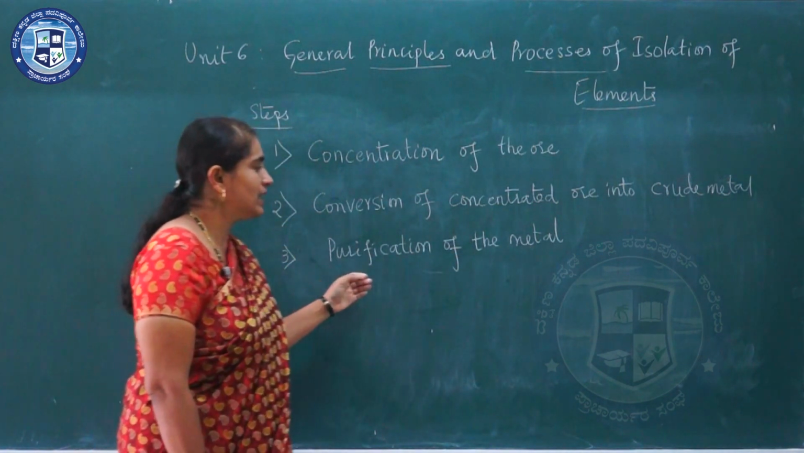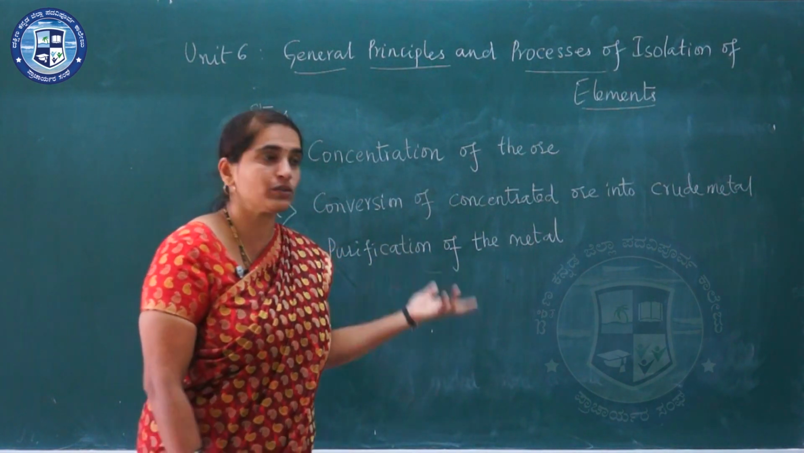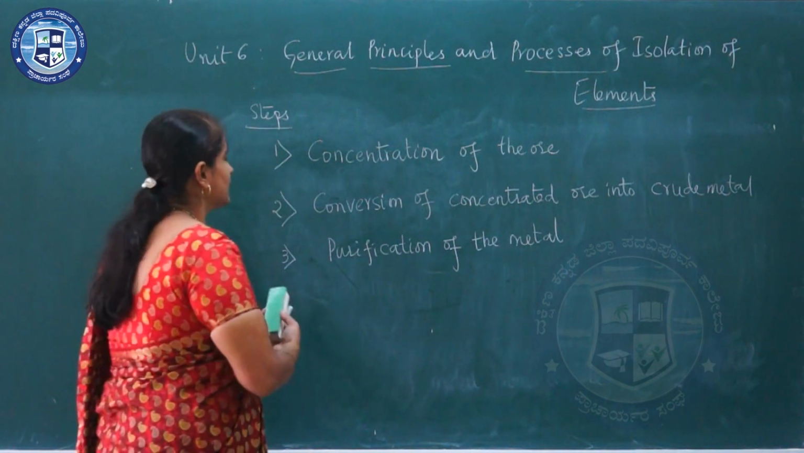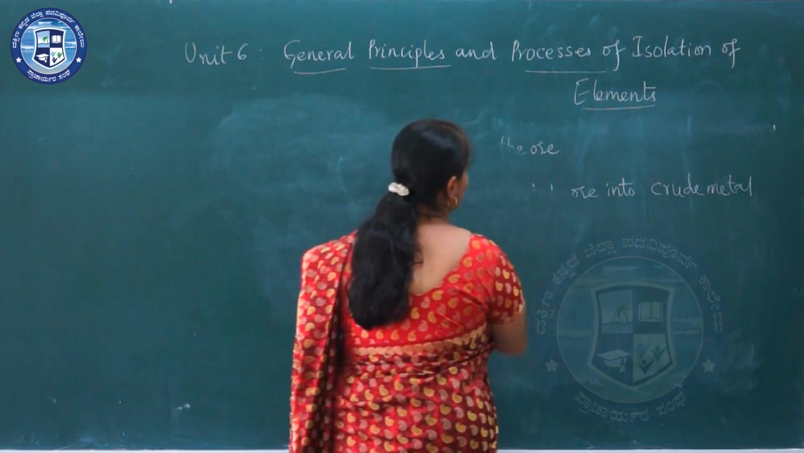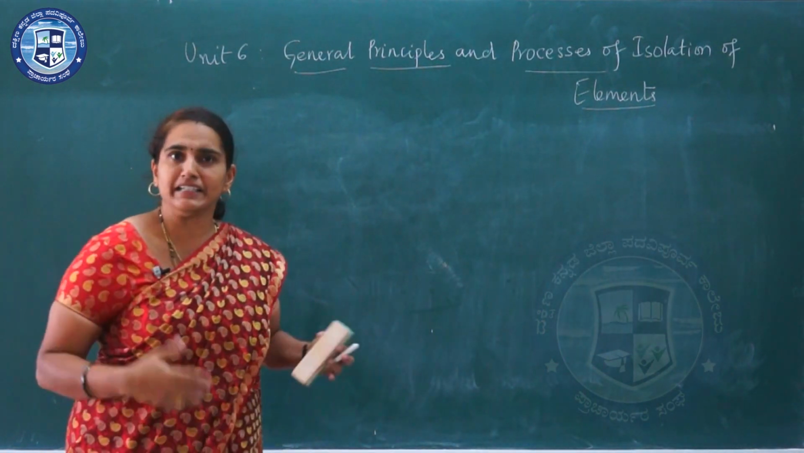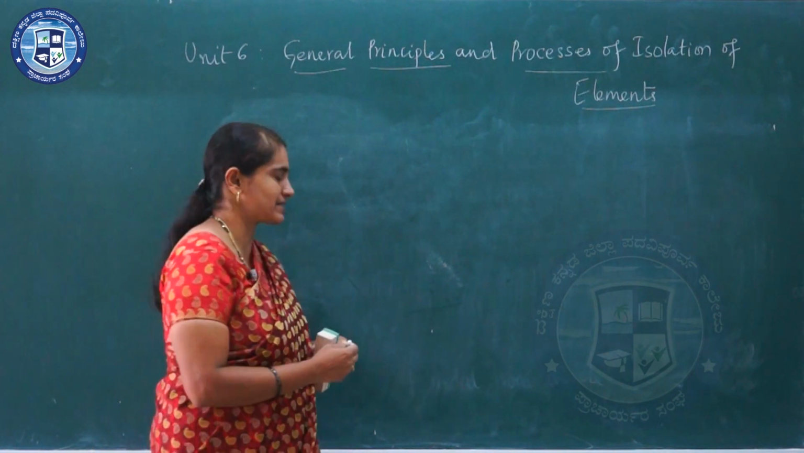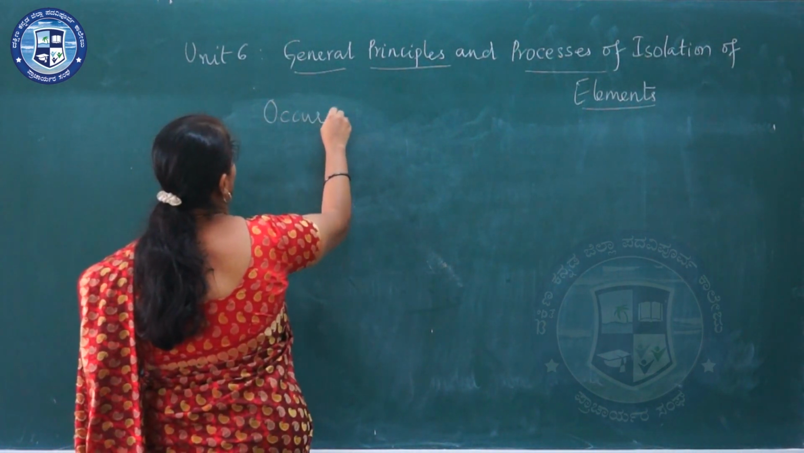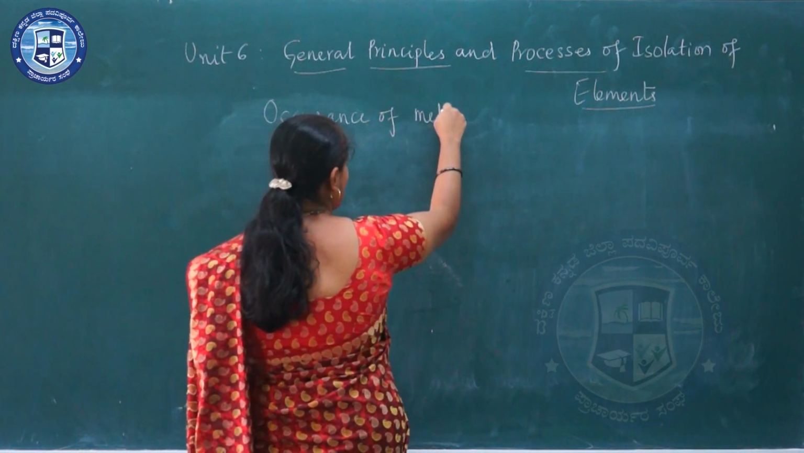Prior to that, we have certain things. What is the abundance, or where do we get these metals as such? So we will see something on the occurrence of metals. We know there are many metals; as I have already said, around 90 to 92 elements are metals. So how are they obtained? The next concept is the occurrence of metals, and I have said minerals and ores.